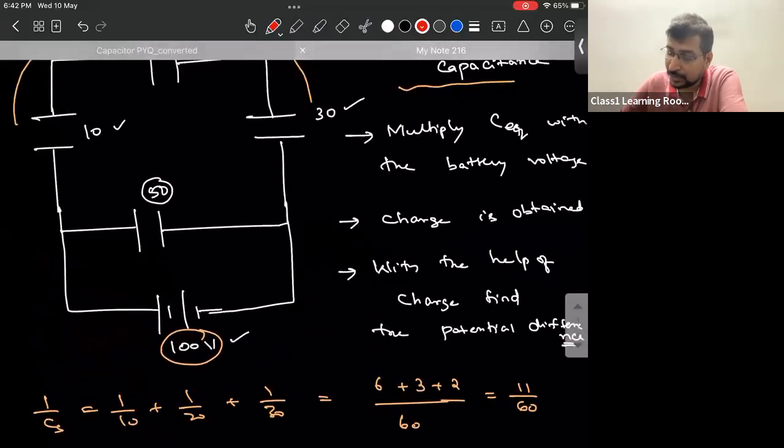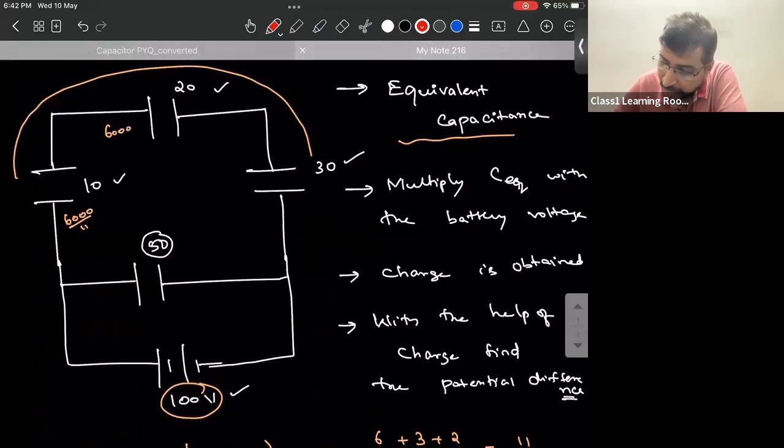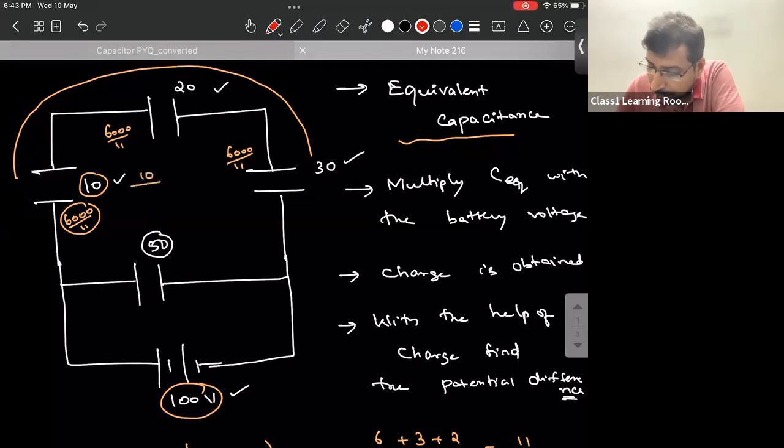But what happens here is 6000 by 11 is present across each capacitor that is participating in the series combination. Now, I know the capacitance, I know the charge, then how do I find the potential? We know that Q is equal to CV, so V will be Q by C. Here it will be 6000 by 11 divided by 10, here 6000 by 11 divided by 20, here 6000 by 11 divided by 30.